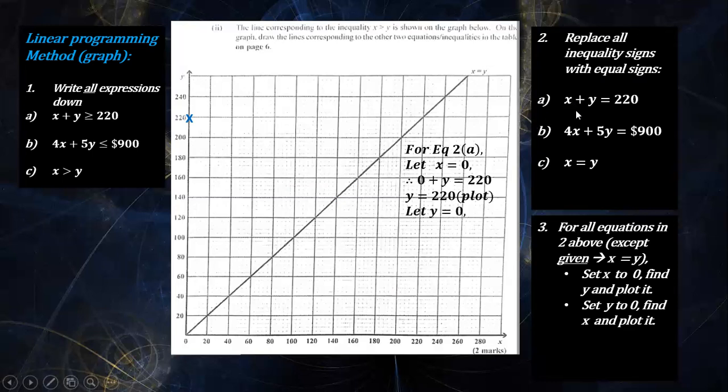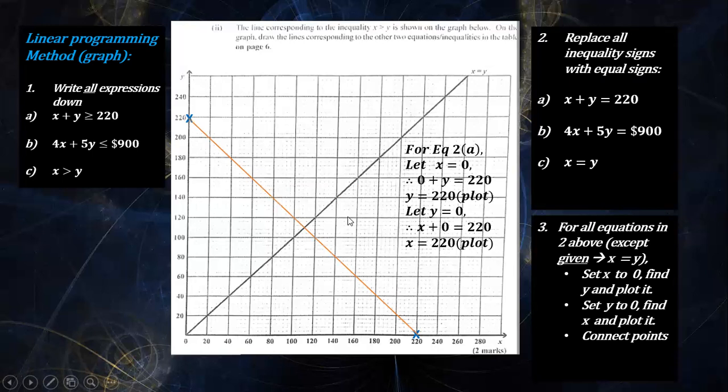For the same equation 2a, Y is equal to 0. That means X plus 0 is equal to 220, and X is equal to 220. So when Y is 0, which is down here, X will be equal to 220. So we plot it. Next step, connect points. We're going to connect these 2 points here. All right, any questions there?